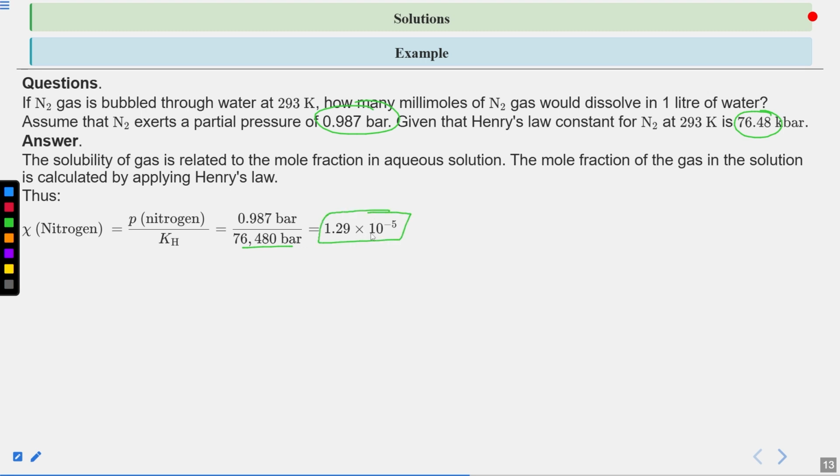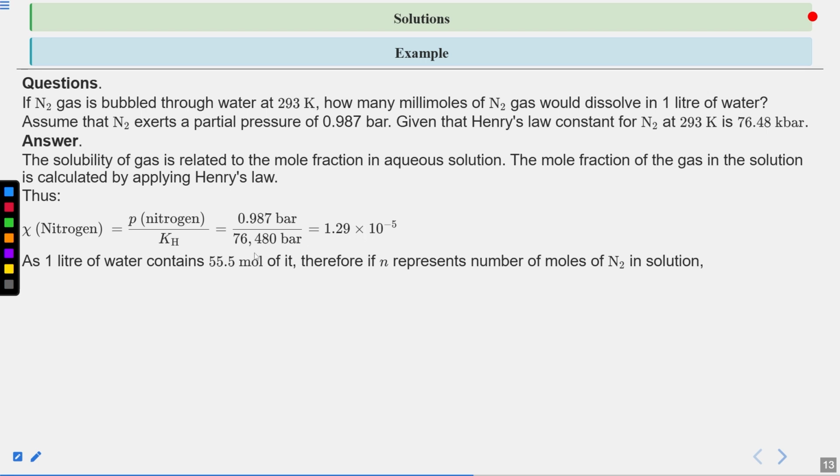But you have to decide the number of millimoles of N2 dissolved in 1 liter of water. So we can say directly that 1 liter of water would contain 55.5 moles, because the density of water is taken as 1. So that will give you 1 gram of water per milliliter. And in 1 gram, how many millimoles, how many moles will be there? So you can just calculate it.